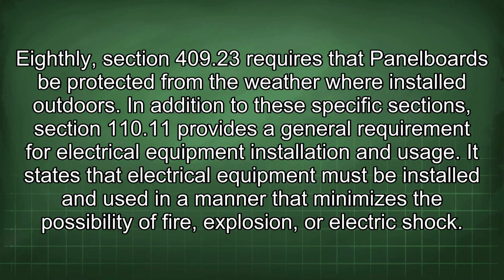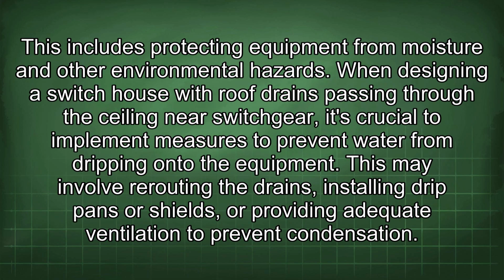In addition to these specific sections, Section 110.11 provides a general requirement for electrical equipment installation and usage. It states that electrical equipment must be installed and used in a manner that minimizes the possibility of fire, explosion, or electric shock. This includes protecting equipment from moisture and other environmental hazards.